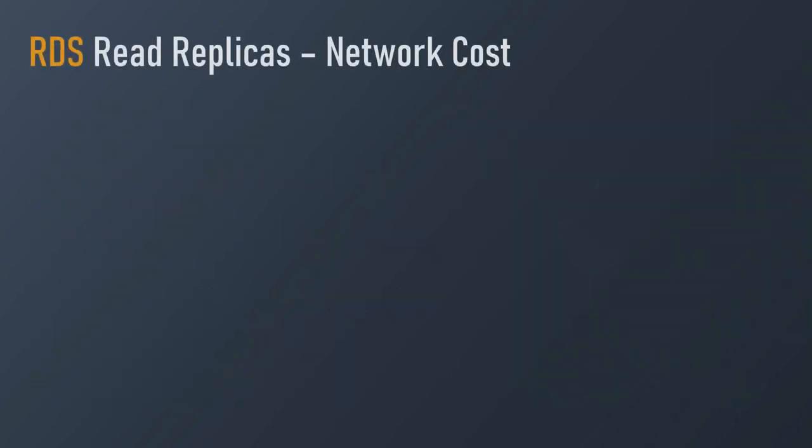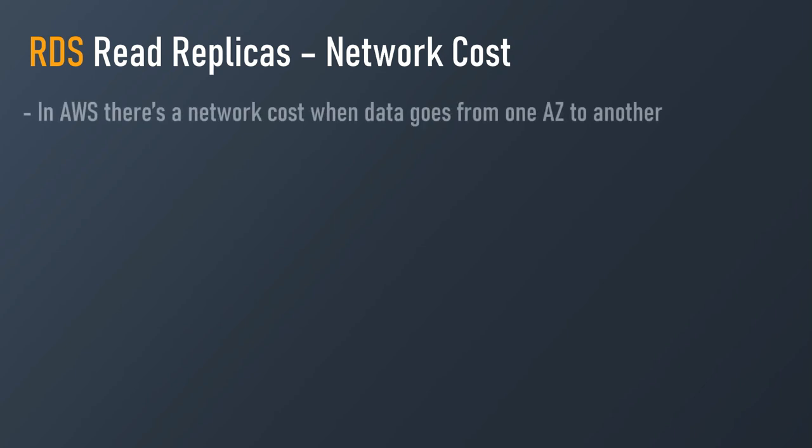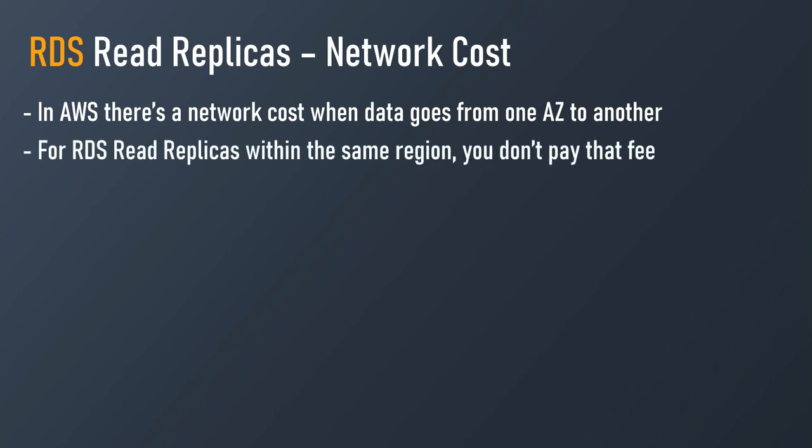So let's talk about the networking cost associated with RDS read replicas. So in AWS, you should know that normally there is a cost when the data goes from one availability zone to another. But there are exceptions, and these exceptions are usually for managed services.